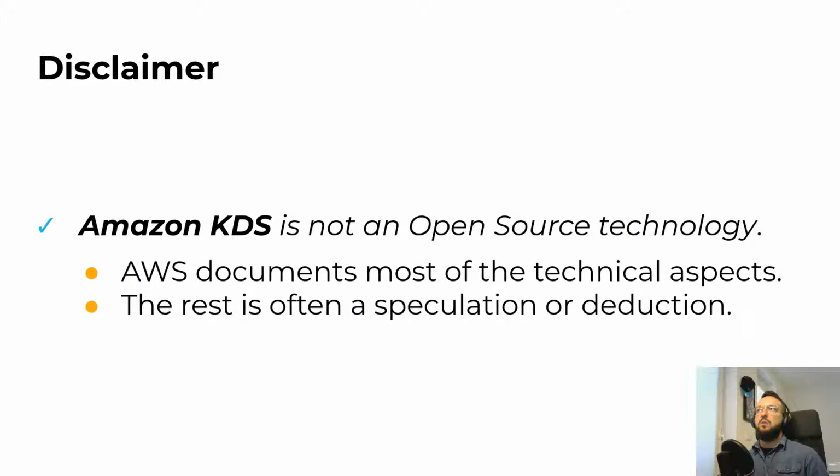So let's start with a disclaimer, as usual. Kinesis Data Streams is not an open source technology, so yes, we have AWS documentation, but outside of the documented parts, the rest can be speculation or an educated guess. So you need to bear that in mind.